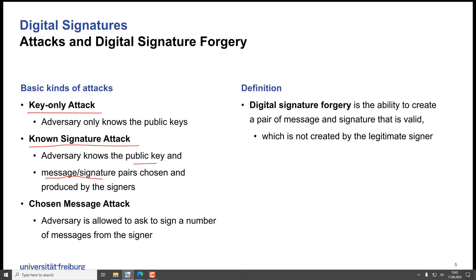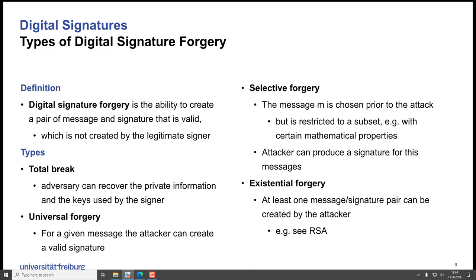For example, it is problematic if you use public key cryptography which is homomorphic, when you can multiply 2 messages and get the product of 2 signatures. Or you can choose a message in such a way that the signer signs your message and gives out some information with it. What is the result? The result is a digital signature forgery. And there are different levels of forgeries.